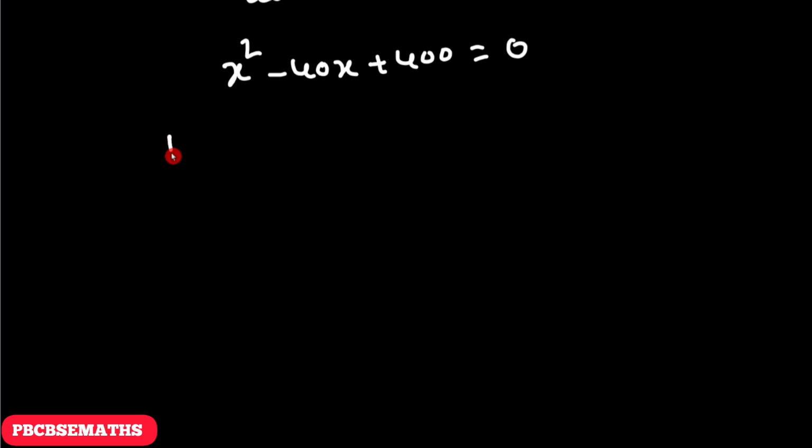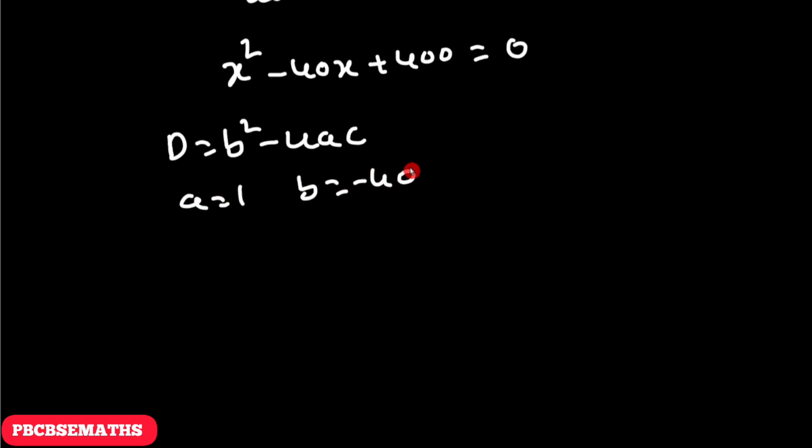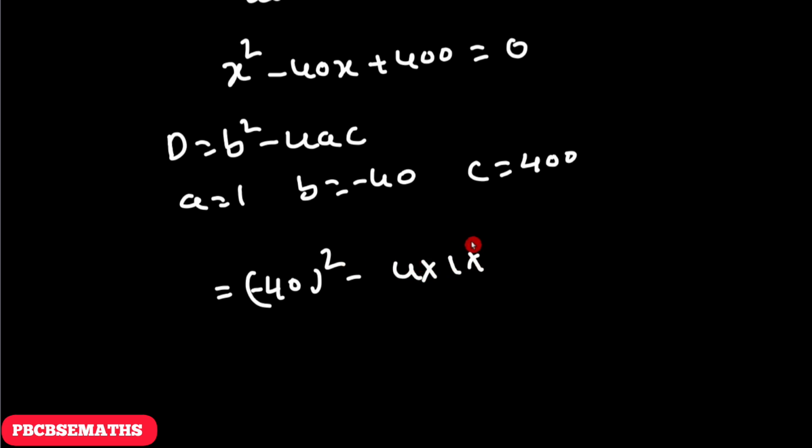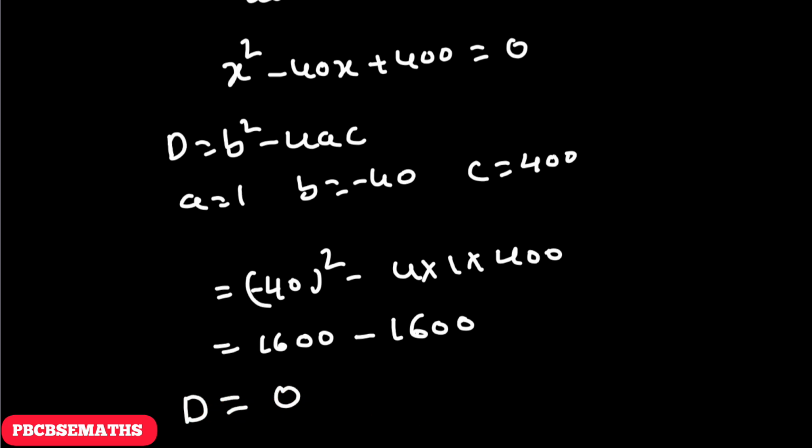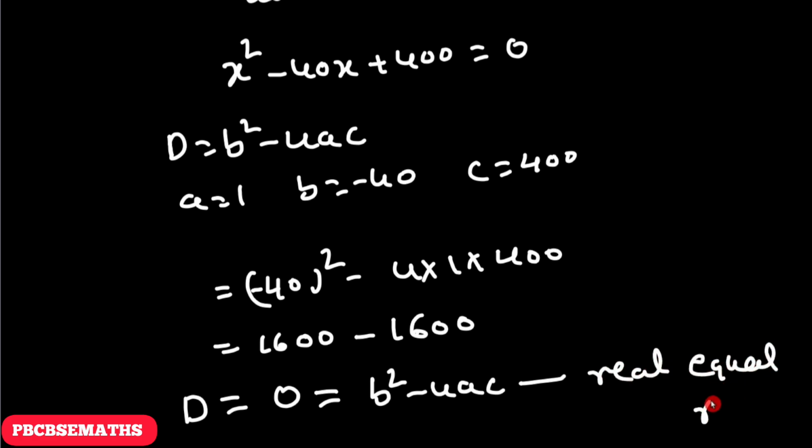So here discriminant D equals b square minus 4ac. The value of a is 1, the value of b is minus 40, and the value of c is 400. Let's substitute these values in the discriminant. Then we have minus 40 whole square minus 4 into the value of a, which is 1, into the value of c, which is 400. Minus 40 whole square gives us 1600. Minus into plus we have minus, so here also we get 1600. 1600 minus 1600 gives us 0. So if the discriminant value, that is b square minus 4ac, equals 0, then we are going to get real and equal roots.